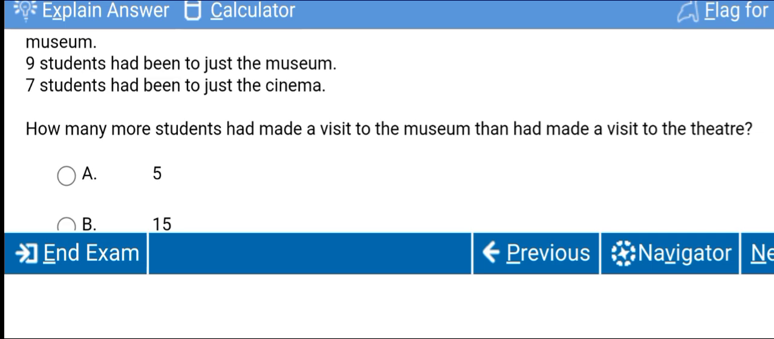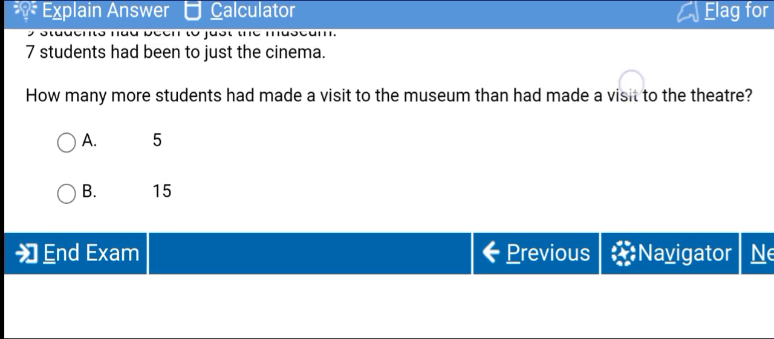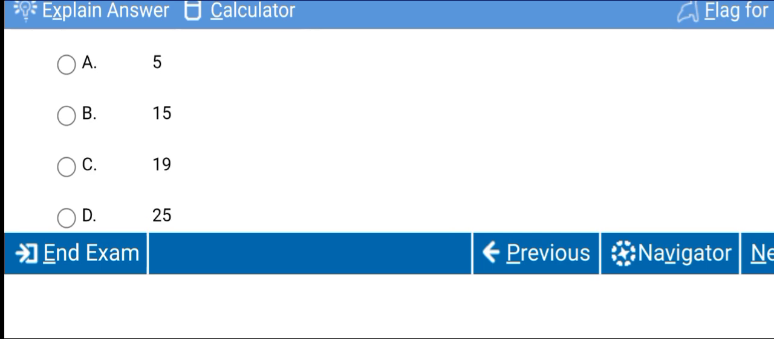9 students had been to just the museum. 7 students had been to just the cinema. So how many more students had made a visit to the museum than had made a visit to the theatre? So here we have option A as 5, option B 15, option C 19, and option D 25.